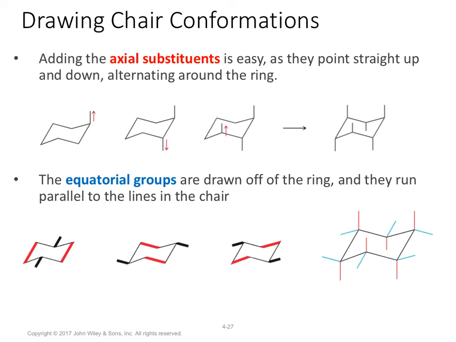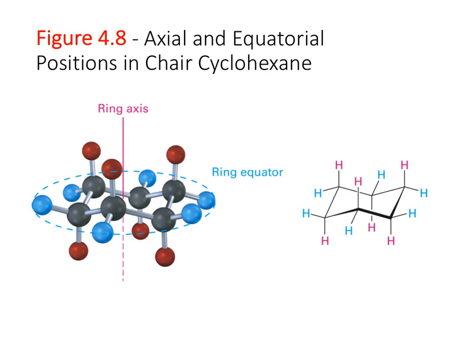So in adding the axial substituents, those are the easiest. After you draw your chair, you're just going to alternate with the corner here with an axial up stick, and then the next one axial down, and then you just alternate until you get all of your axial substituents. Then the equatorial groups are drawn off of the ring. They're harder to draw, but they're going to run parallel to the lines in the chair. So now the lines in blue show all of the equatorial bonds. So try practicing these chairs with the axial and equatorial bonds. And here's just another picture of a chair drawn with the axial and equatorial bonds. And that's it for this video.